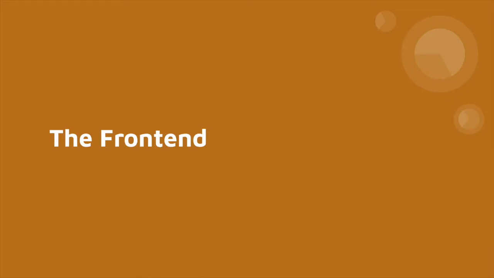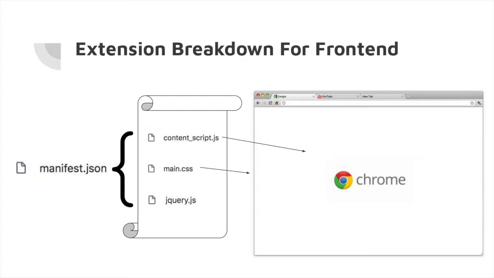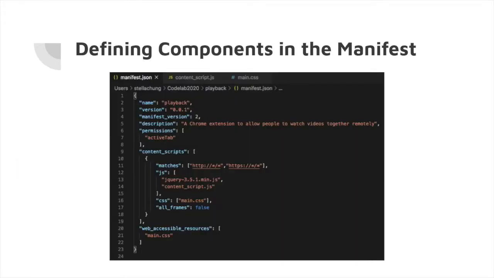Starting with the front end of our Chrome extension, these are the files needed to enable our interface. This is another diagram to depict how the front end of our extension is broken up within these files. In the manifest, we define our extension, giving it a name, version, and even description. We also need to include the names of the content script and CSS files we are using so that they all run in conjunction with one another.